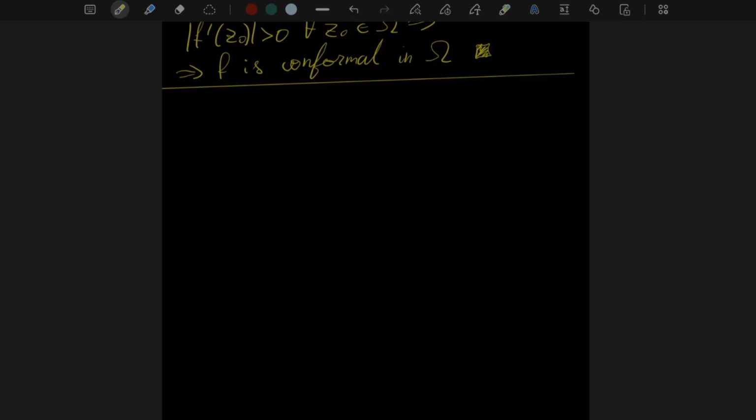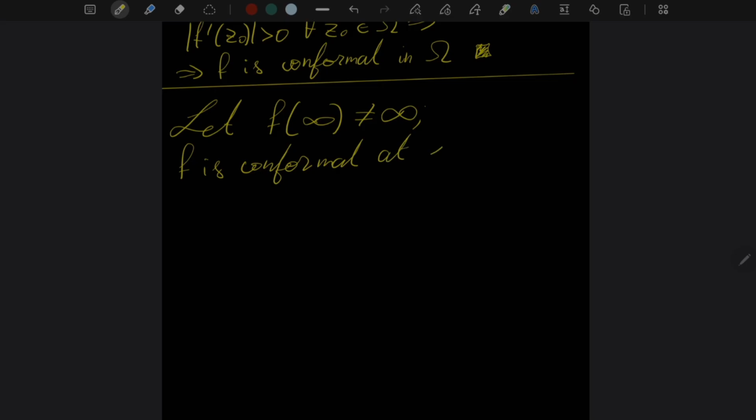Let's look at conformality at infinity. So, let the value of f at infinity not be equal to infinity. It is similar to differentiability. We just take the argument of 1 over z and make it conformal at 0. And it implies that f at infinity is conformal too, by definition. Okay.